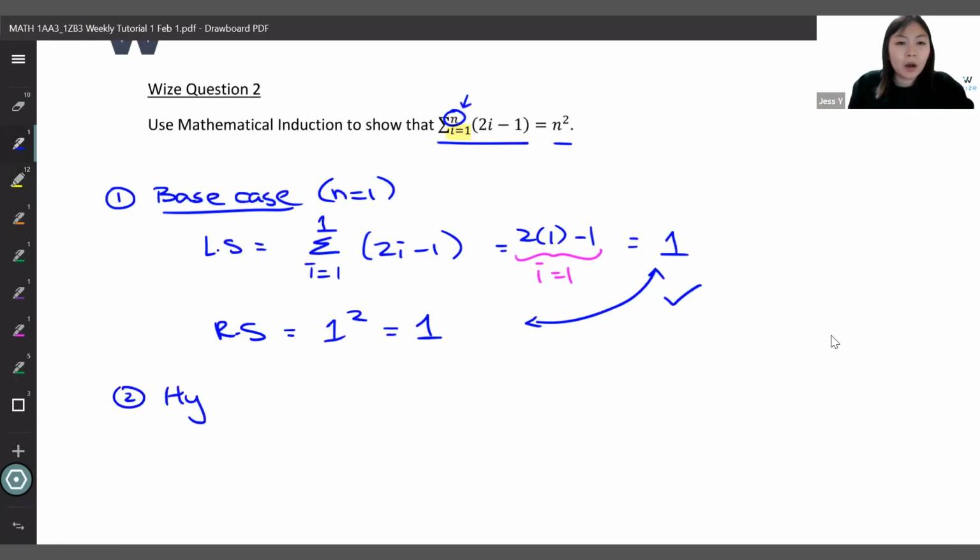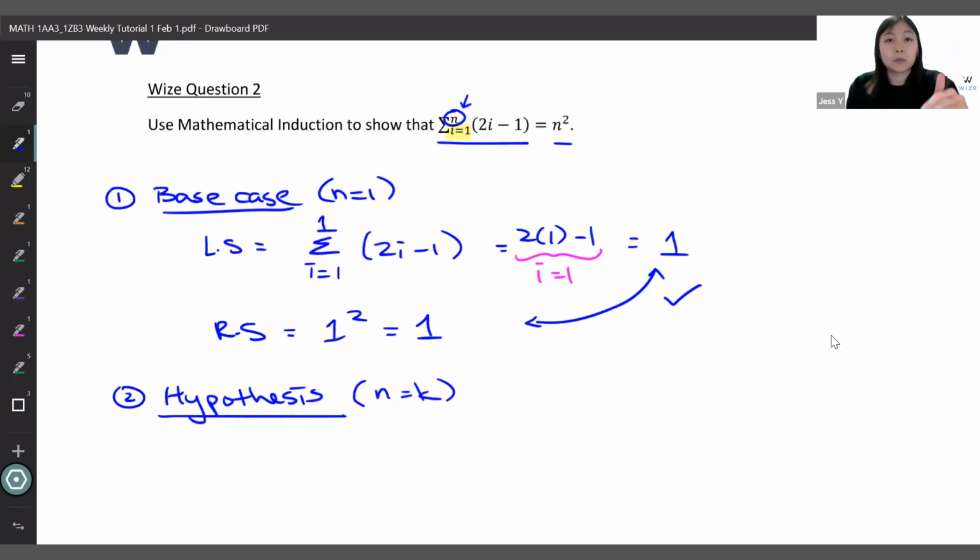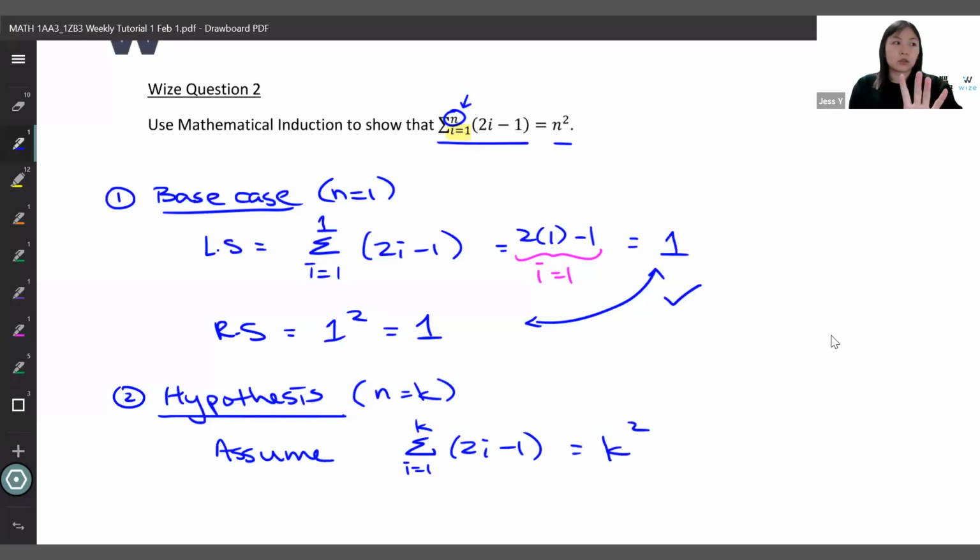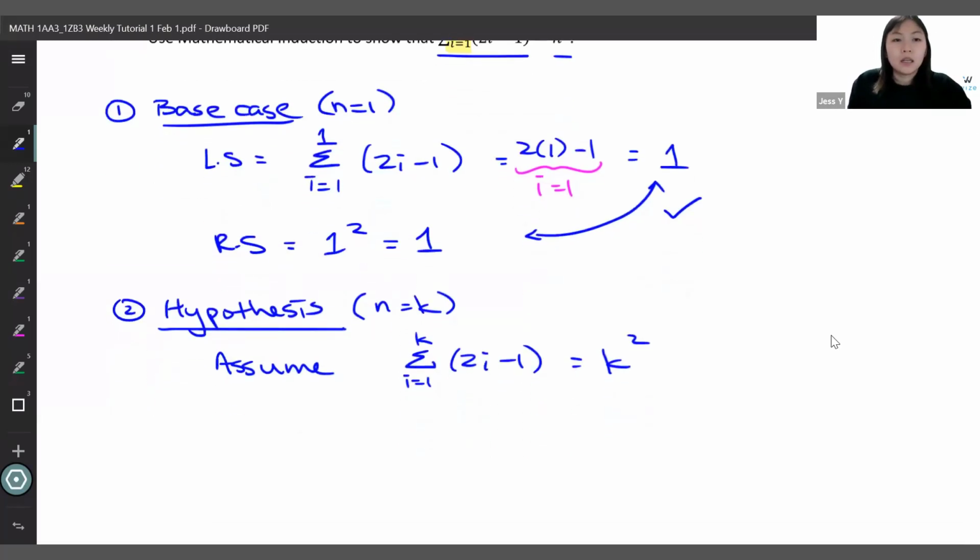Step 2, we have our hypothesis. So hypothesis, we are going to just let n equal k every single time. I don't care where your i starts, your hypothesis is always when n equals k. So we are going to assume that this statement is true for n equals k, meaning we're going to assume that the left side, the sum where i goes from 1 to k of 2i minus 1, is going to equal k squared. We're assuming that. That's our hypothesis. Okay. Step 3, this is where we actually do the work, where we actually do the induction step.